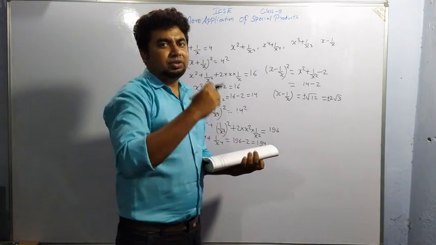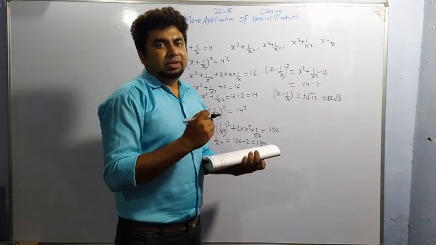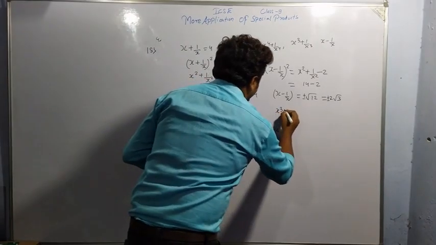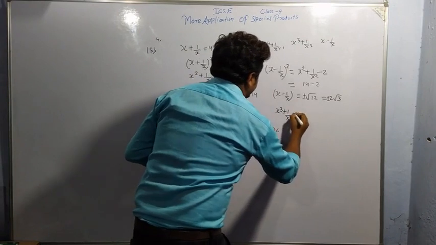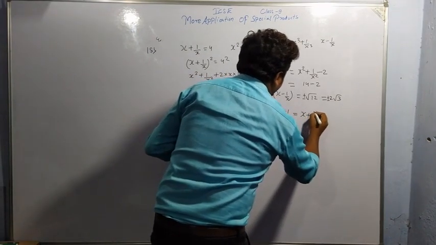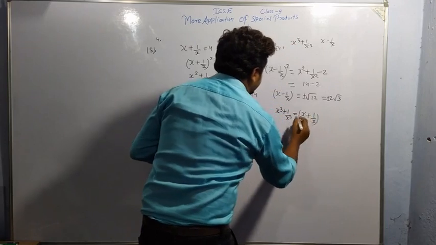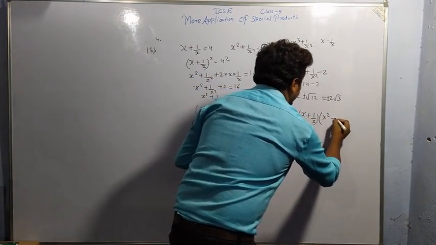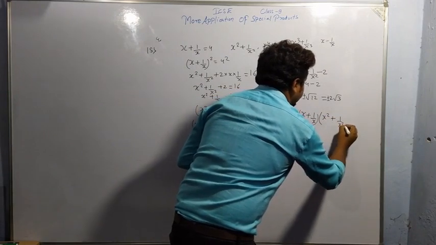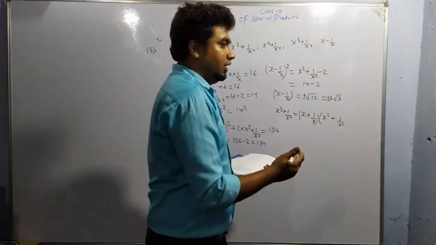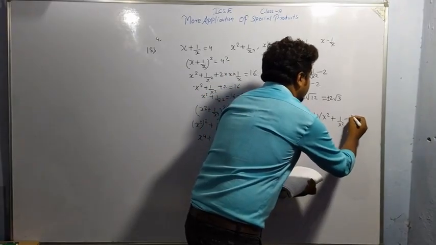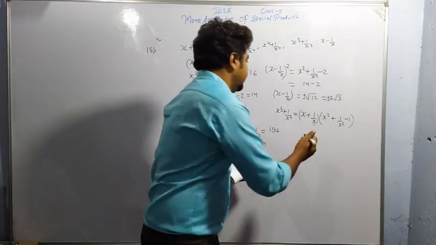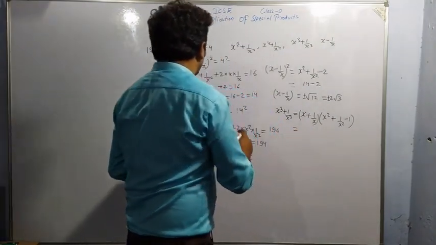Either we can find the x plus 1 by x whole cube, or we can apply the a cube plus b cube formula, x cube plus 1 by x cube. We know the value of this formula is a plus b, where a is x and b is 1 by x, times a square plus b square, which is x square plus 1 by x square, minus ab. Not 2ab, minus ab: x into 1 by x will get cancelled and it will become 1. So x plus 1 by x value we know is 4.